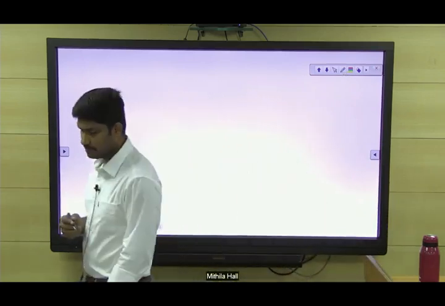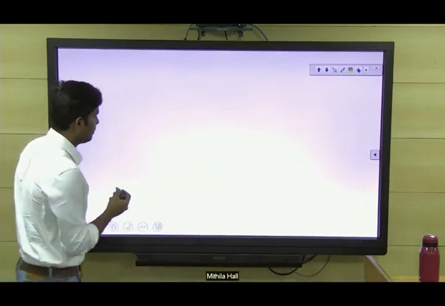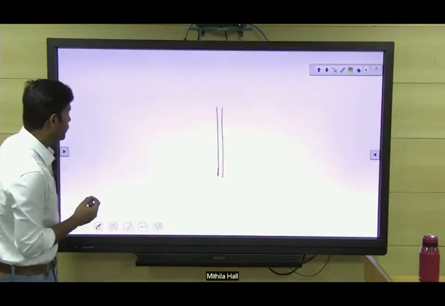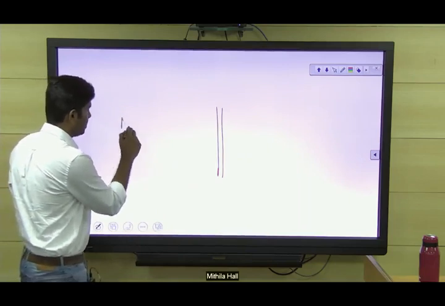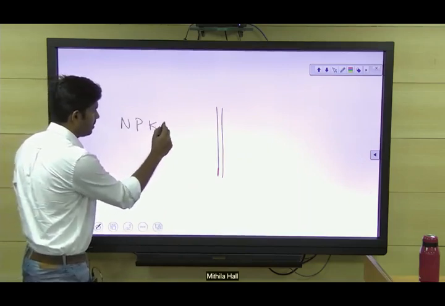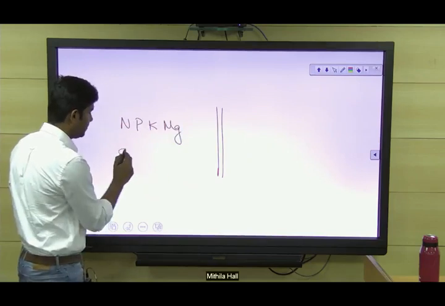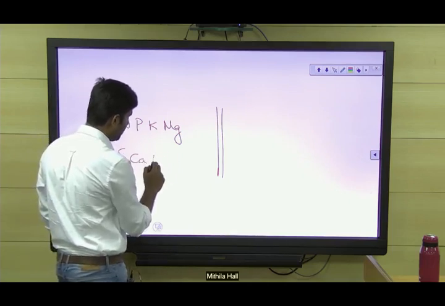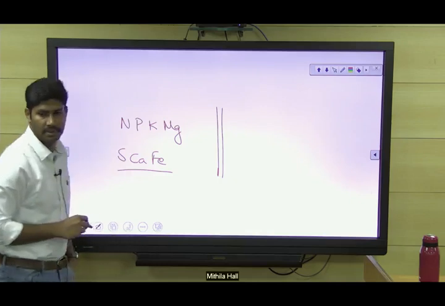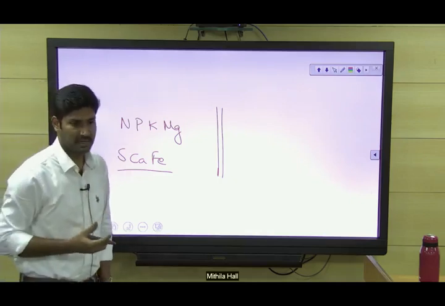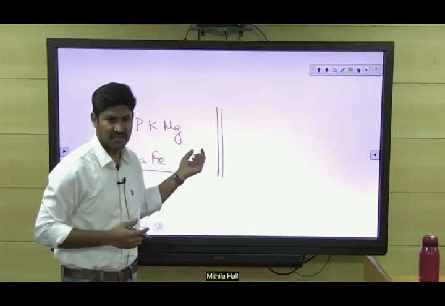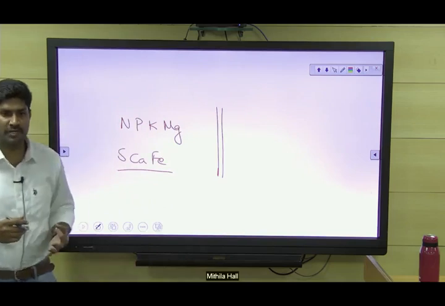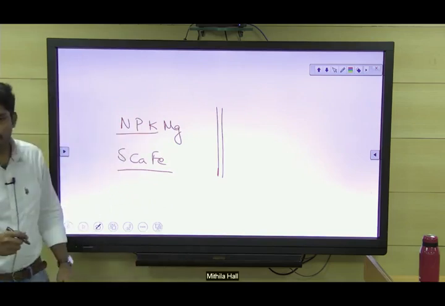Right. So, in a simple topic, nutrient management: some nutrients are essential for croplands: nitrogen, phosphorus, potassium, magnesium, sulfur, then calcium, iron. There are several essential nutrients for croplands. For the normal growth and development of crops, they need these essential nutrients, so they are called essential nutrients. And the three major nutrients for croplands are NPK: nitrogen, phosphorus, and potassium.